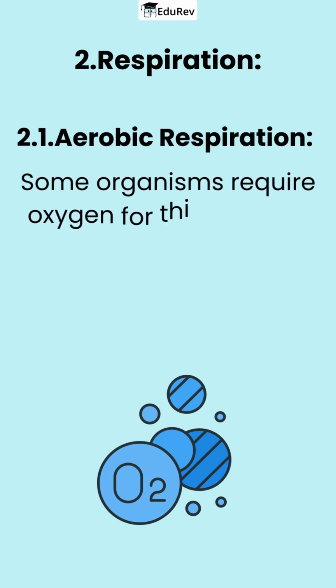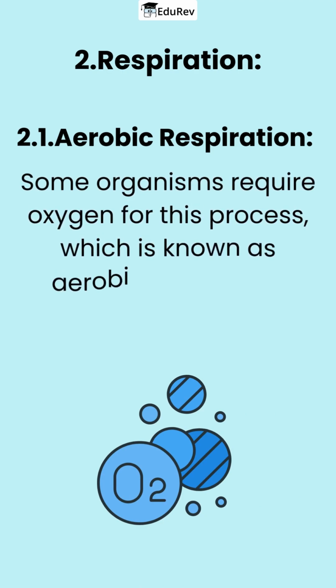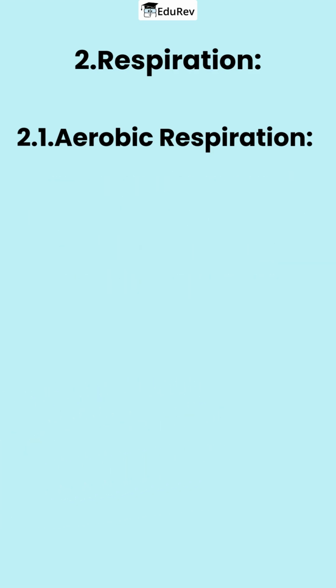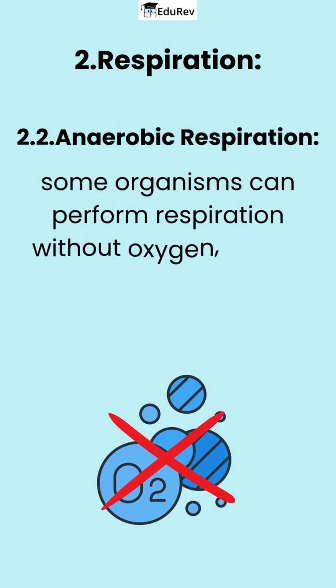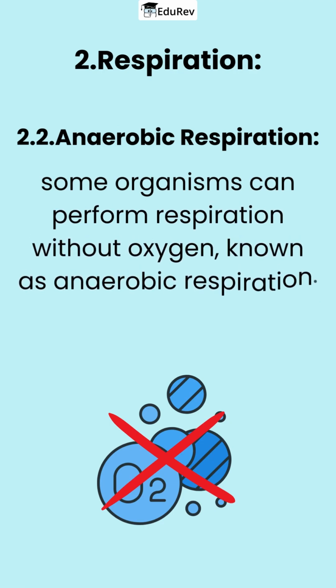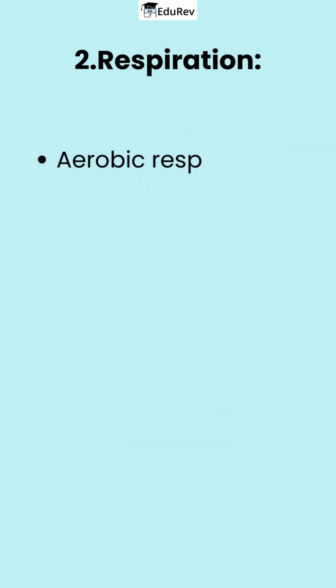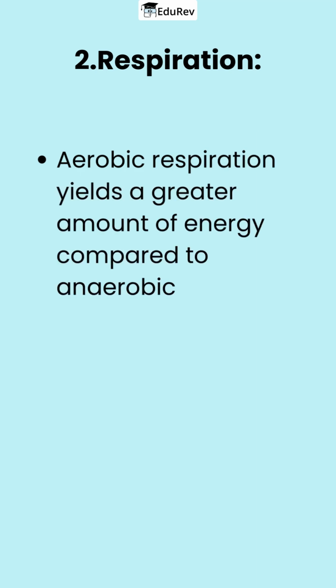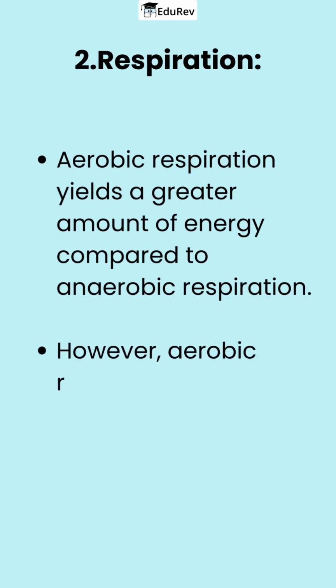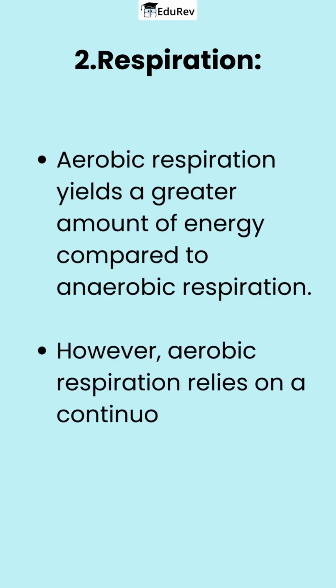Aerobic respiration. Some organisms require oxygen for this process, which is known as aerobic respiration. Anaerobic respiration. In contrast to aerobic respiration, some organisms can perform respiration without oxygen, known as anaerobic respiration. Aerobic respiration yields a greater amount of energy compared to anaerobic respiration. However, aerobic respiration relies on a continuous supply of oxygen.